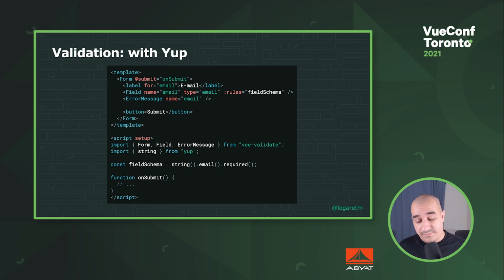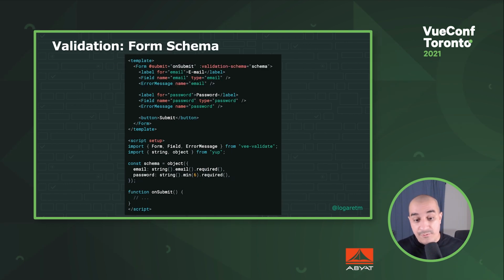Again, libraries like yup open the door for form schemas because now you can describe the entirety of your form using their object validators. Here in this example, we are importing the object schema validator from yup, and we are constructing a form schema. This form schema is an object that contains an email that is a string, it is an email, and it is required, and a password field that is a string, has a minimum of 6 characters, and it is also required.